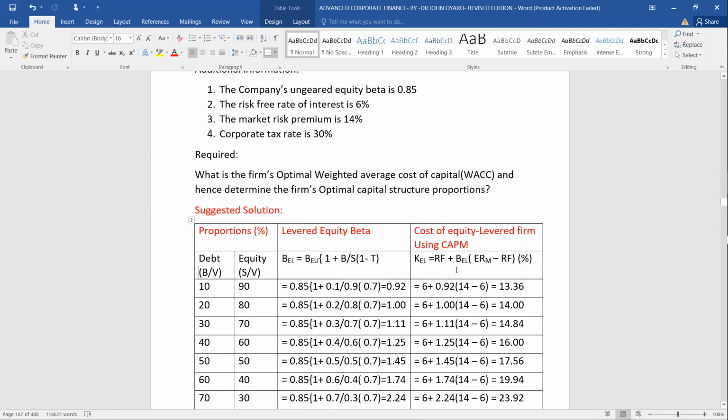So we enter straight away into CAPM at that level of debt. The cost of equity of a levered firm is risk-free rate plus beta of equity of a levered firm times expected return of the market portfolio minus risk-free rate. Risk-free rate is 6% plus beta of equity of a levered firm, 0.92. Expected return... there's an error here. There's an error in the question, isn't it? Expected return of the market portfolio minus risk-free rate is the market risk premium.